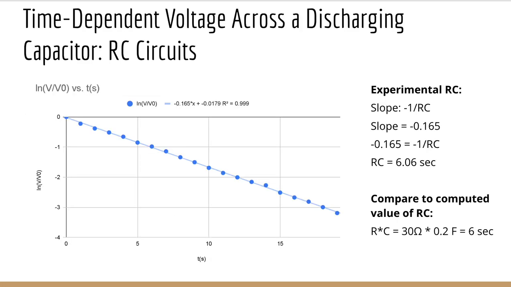Here I plotted all of my values, and then added a best fit line, and my equation was negative 0.165x minus 0.0179. And the slope is negative, and then using those values and plugging that into the equation, I got my RC value to be 6.06 seconds. And then comparing that to the computed value of RC, I also got 6 seconds, so they ended up being the same value.